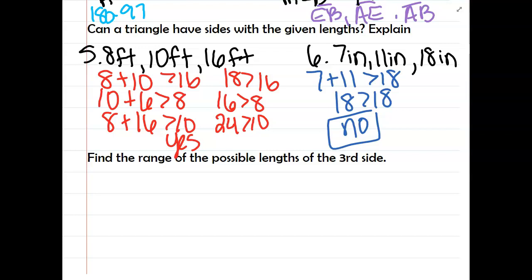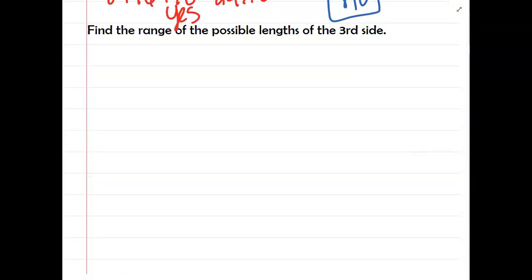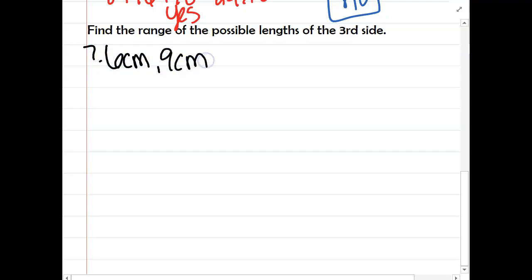Okay? The last thing you're going to be doing is that same thing, but applying it in a different way. Instead of giving you three sides, if I give you two sides, what could be the possibilities for that third side? So number 7, let's say we have two sides that are 6 centimeters and 9 centimeters. I want to find out what that third side is.